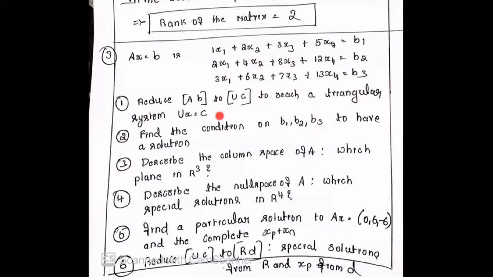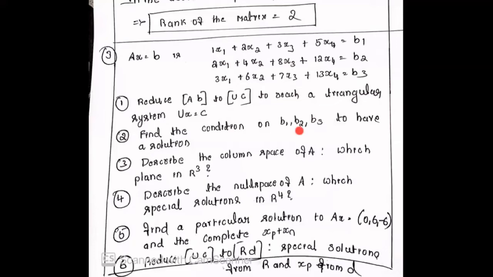So the first question is this: reduce [A B] to [U C]. That means you reduce this Ax is equal to B into U of C. U of C is nothing but the echelon matrix, right? To reach the triangular system, so you have to express the upper triangular format. First thing is you have to calculate the echelon matrix.